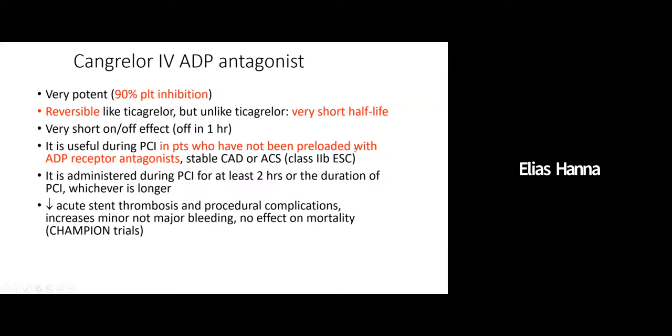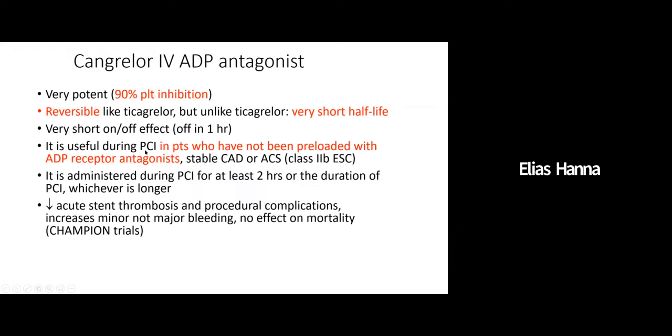So Cangrelor is a very potent ADP antagonist. It binds directly to the ADP receptor. It achieves 90% platelet inhibition, more than Ticagrelor and prasugrel, which achieve 70 to 80%. It is reversible, like Ticagrelor, but unlike Ticagrelor, it has a very short half-life. This translates into a very short offset and onset effect.